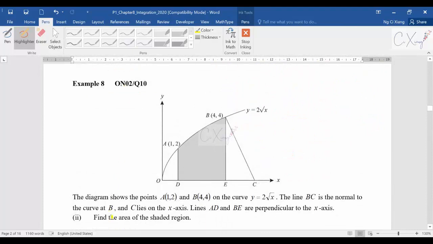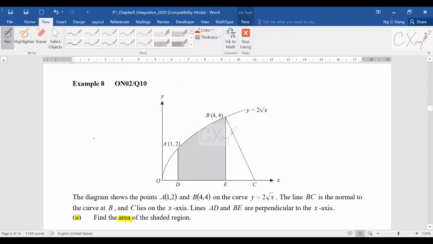So example 8, they want you to find the area of the shaded region. Please take note that for this example, I only take out part 2 from the original question. So maybe some information in the figure, you are not going to use it. So don't get confused by that. No matter how, they want you to find the area for this one. I think it's very, very similar to what we did just now in example 7.